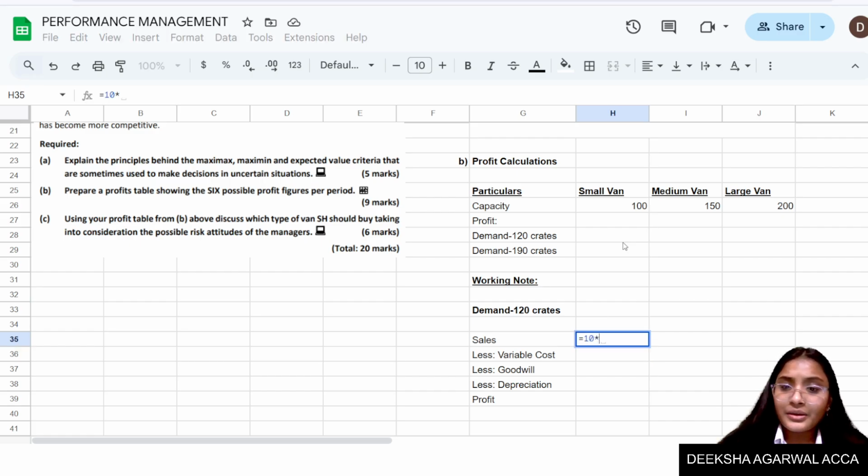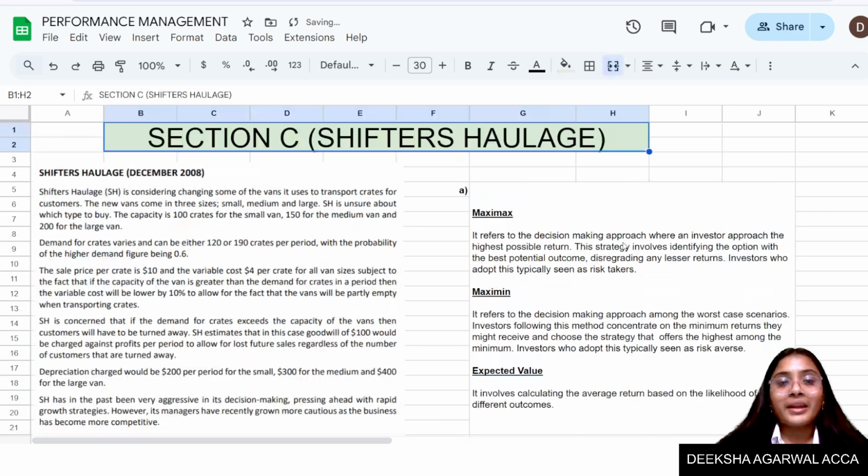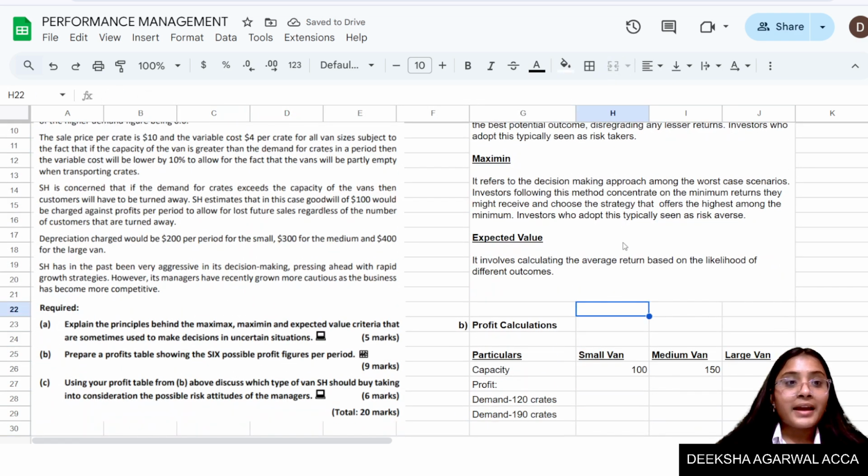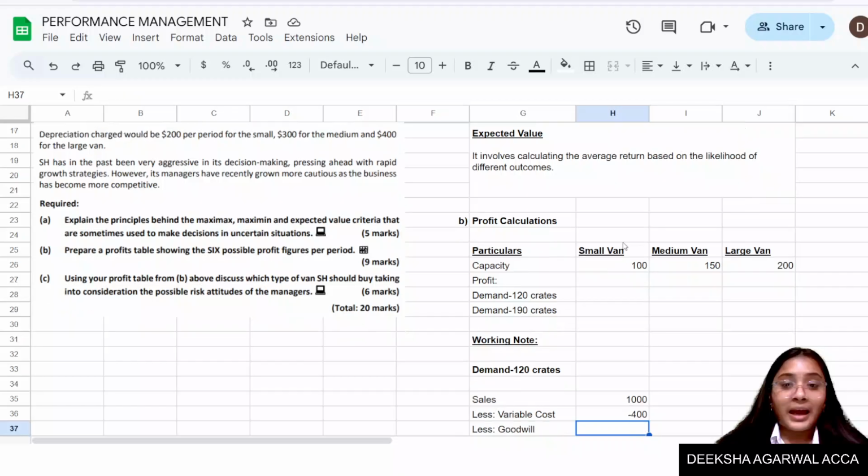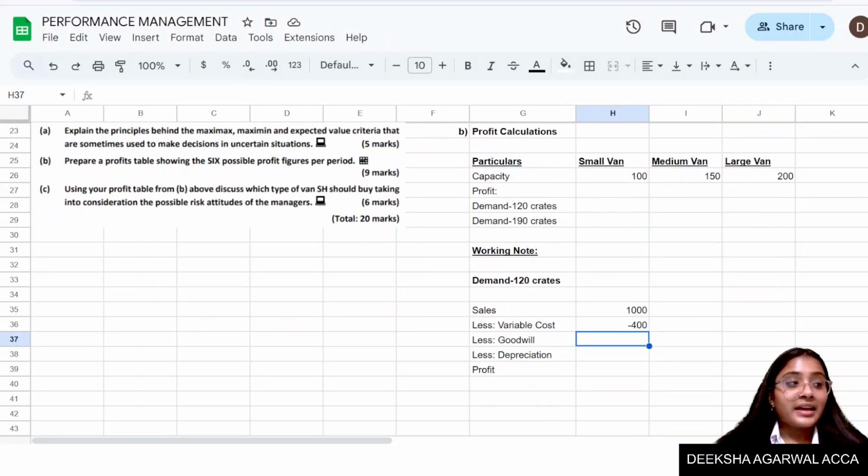Simple: 100 into 10. Your variable cost will be 100 into 4. Why is my variable cost not reducing? The variable cost of $4 per crate for all the van sizes is subject to the fact that the capacity of the van is greater than the demand. If capacity is greater than demand, only in that particular situation will your variable cost reduce by 10%. Right now it will not reduce. You need to take care of the full value only.